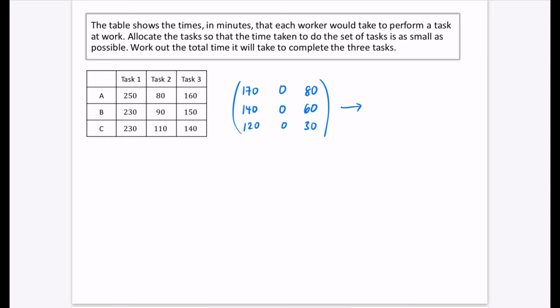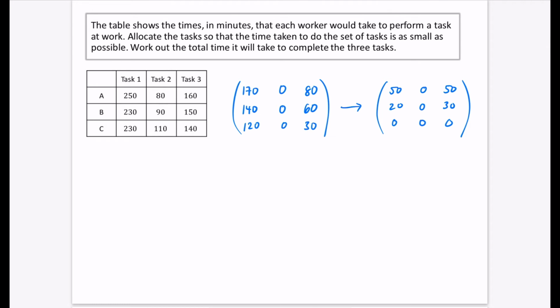And then the next thing I will do is I will reduce the columns. So I'll take 120 away from these things, which is going to give me 40, 20, 0. They all stay as a 0. And then I'll take away 30 from these, which is 50, 30, and 0. So now I'm going to see what is my next stage.